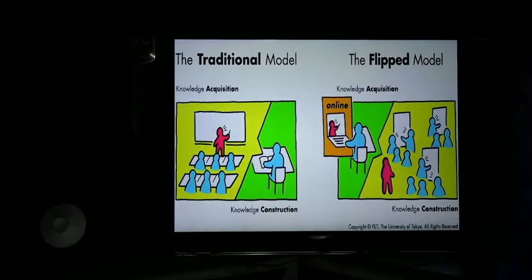Students, now I am here to explain Unit 3, Part 2. I will go step by step. It is the traditional flipped model.